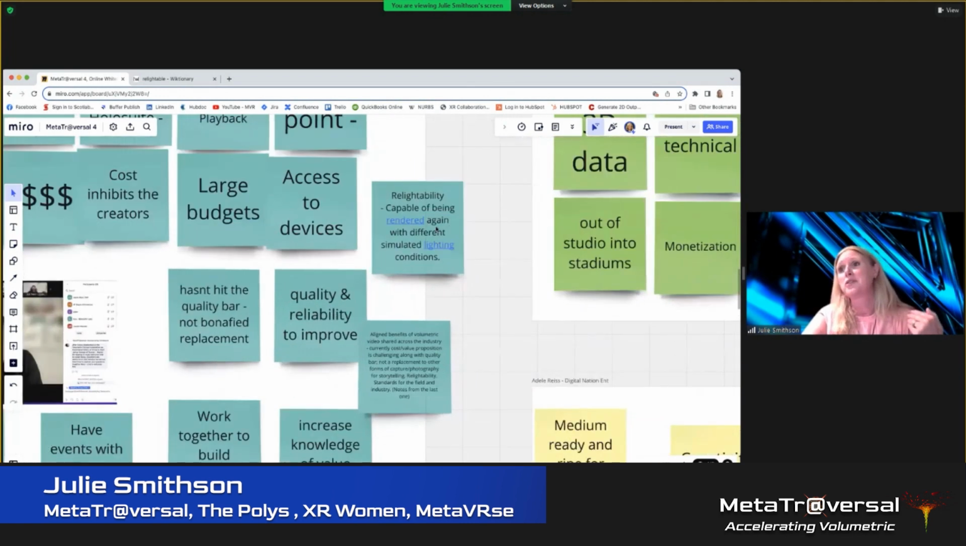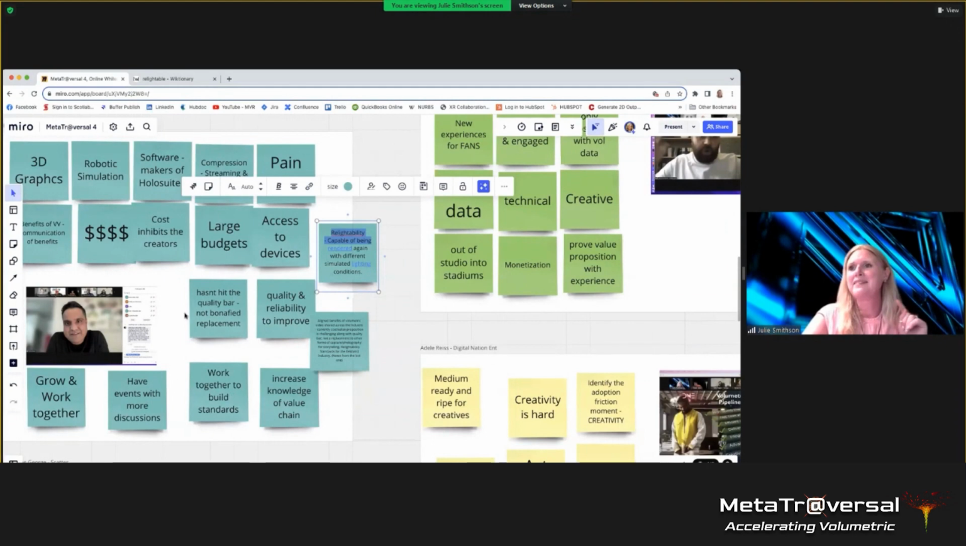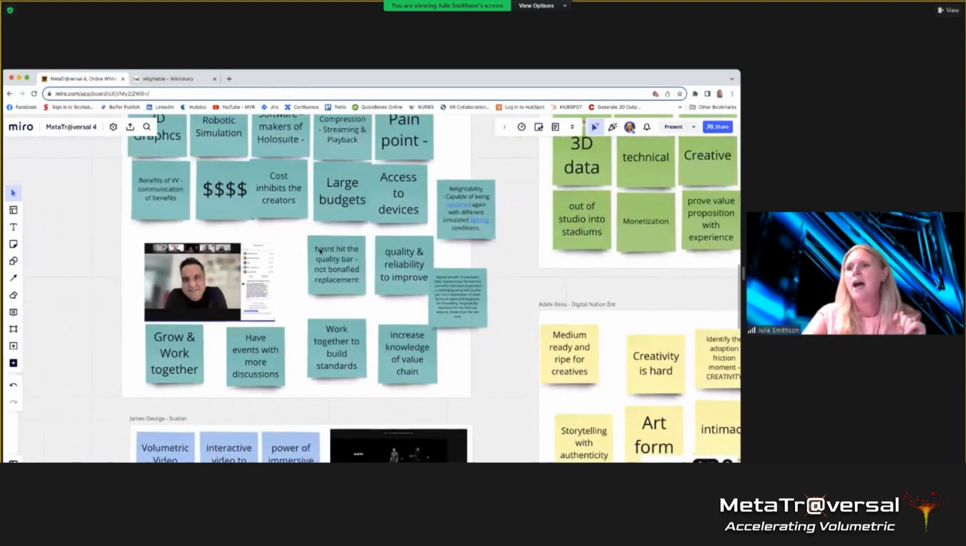And I actually learned a new word. I did not realize this was a word, and that for me was brand new: relightability, the capability of being rendered again with different simulated lighting conditions. So I learned that one. That was a new one for me.